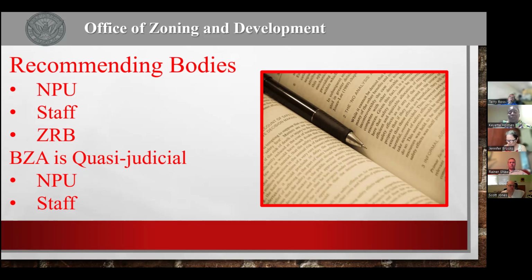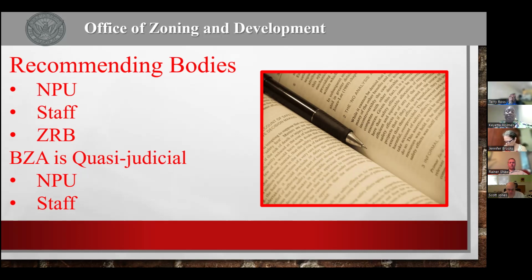With regard to the BZA, it is a quasi-judicial board. And so when they make a decision, their decision is final. It is not a recommendation. The BZA receives a recommendation from the NPU and a recommendation from staff. They hold a public hearing on all items that are to be heard, and then they make a final decision on that application. And that is it.